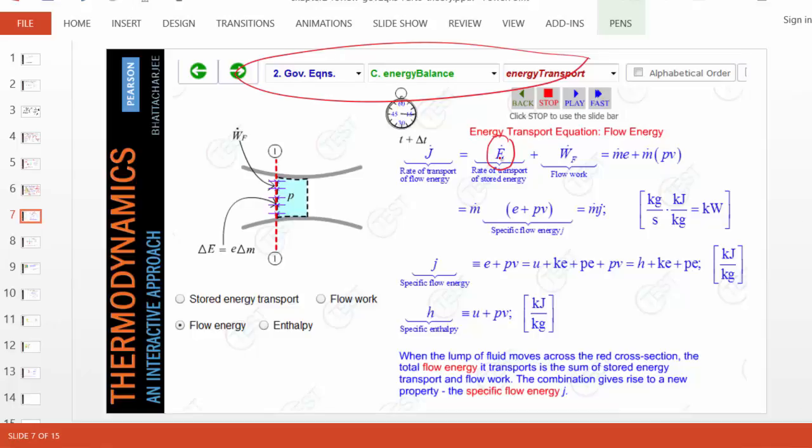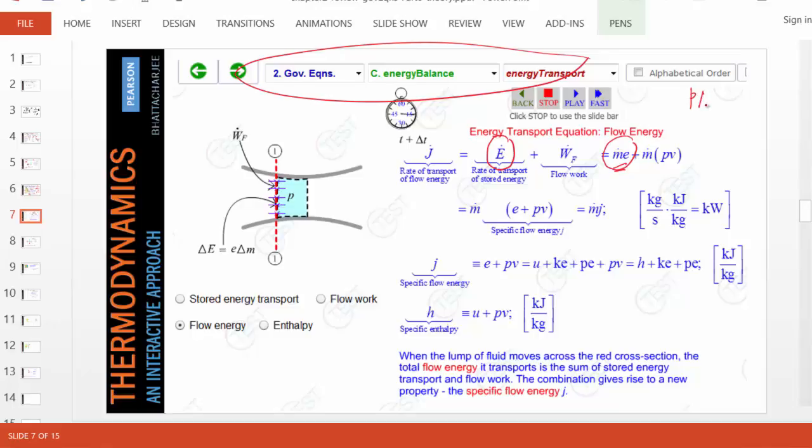We know E dot, the energy that is carried by the mass, is given by m dot times e. Small e is the energy per unit mass, and m dot is the rate at which mass is flowing. So it's reasonable to understand m dot times e is the transport of stored energy. The other term we add here is the flow work. Flow work, W dot F, is what? Because of the pressure pushing the flow in, it is force times velocity, and you can show that.